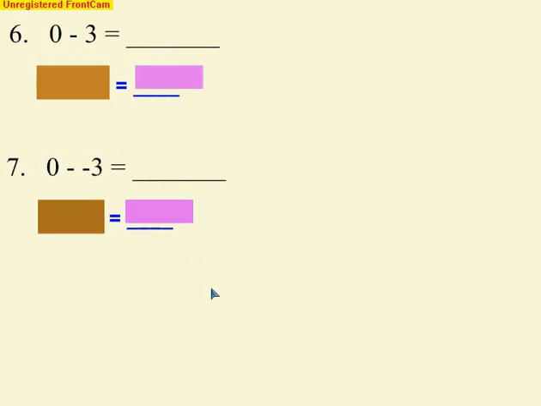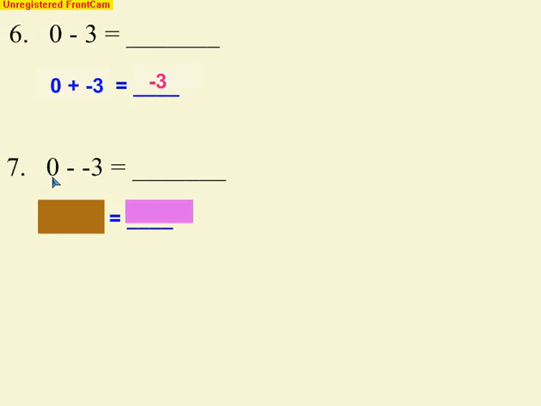Okay, the last two problems we want to look at are problems that deal with 0. Our rules are still the same. We want to change our subtraction to addition. So 0 minus 3 can be rewritten as 0 plus negative 3. Anytime you're adding anything to 0, you just get that number. So 0 plus negative 3, we would get negative 3.